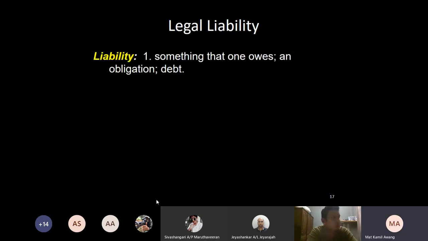Okay. So, legal liability. What is liability? Liability is something that one owes an obligation or debt. So that is the liability. That's the meaning of liability. It's a debt or something that you owe somebody.